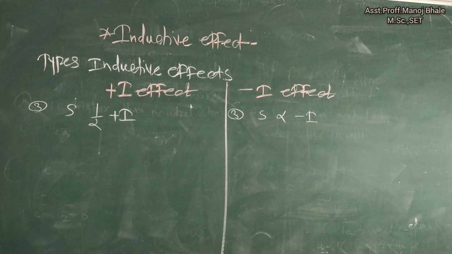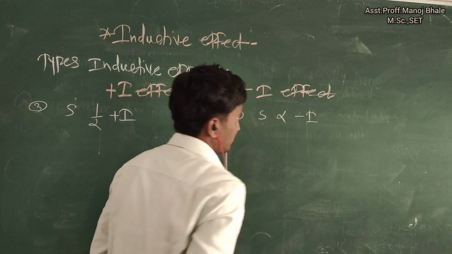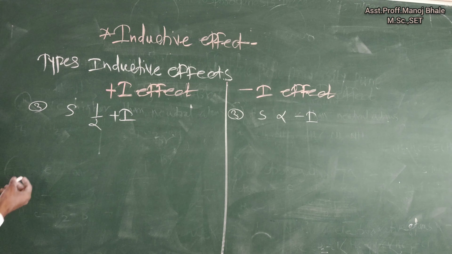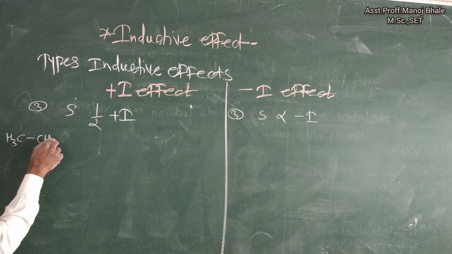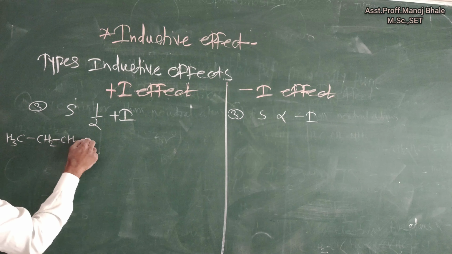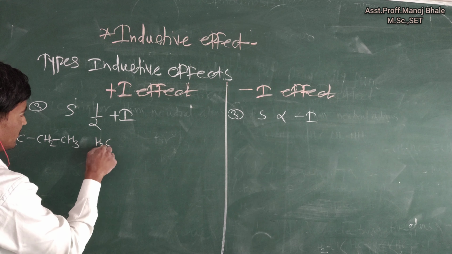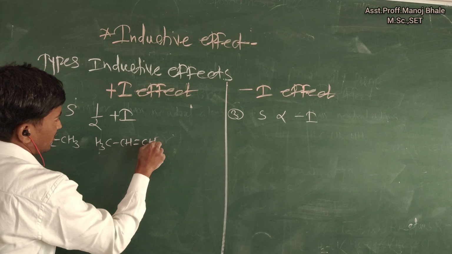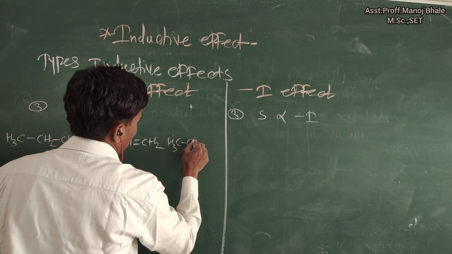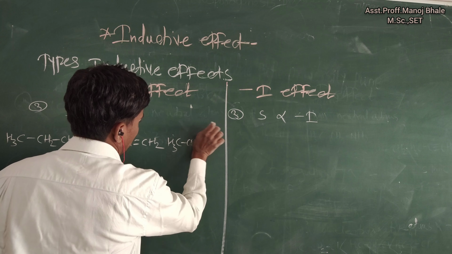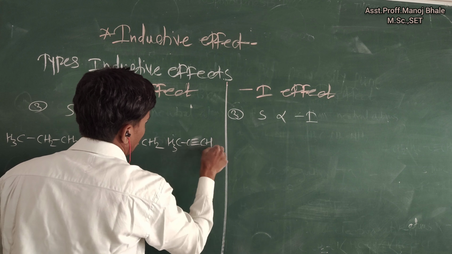That means if the S character increases, the plus I effect decreases, and in the case of the minus I effect, if the S character increases, the minus I effect also increases. So let's check with examples. The first example is CH3, CH2, CH3. The second example is CH3, CH double bond CH2, and the third example is CH3, C triple bond CH.